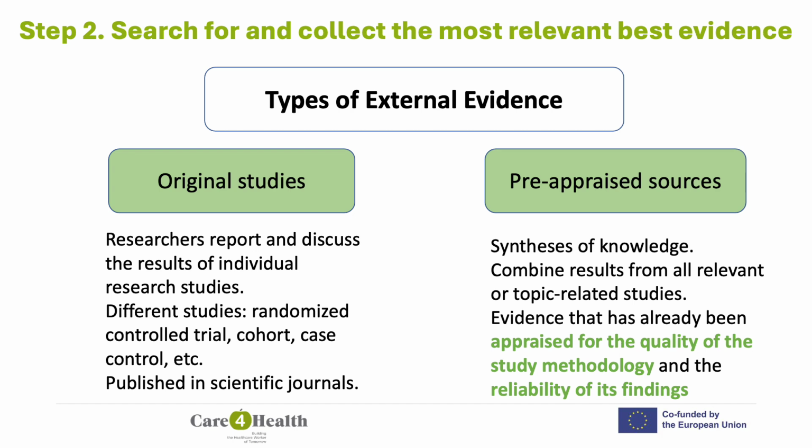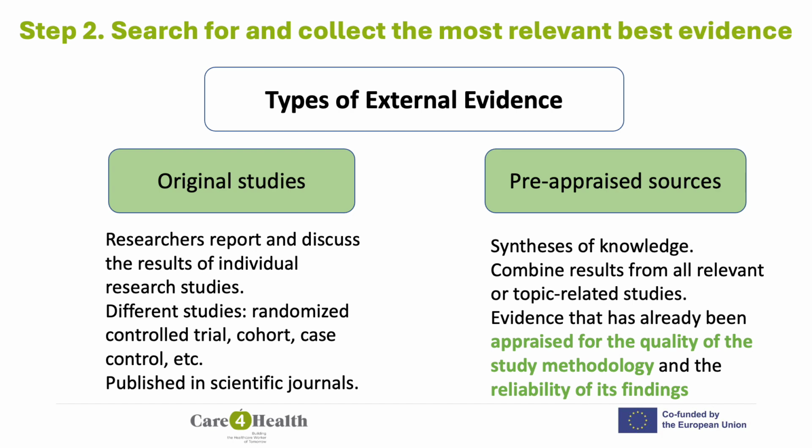So you will find different types of studies like randomized controlled trials, cohort studies, case control studies, etc. Primary studies communicate and present novel knowledge from research and are usually published in scientific journals. Thousands of primary or original studies are published each year.